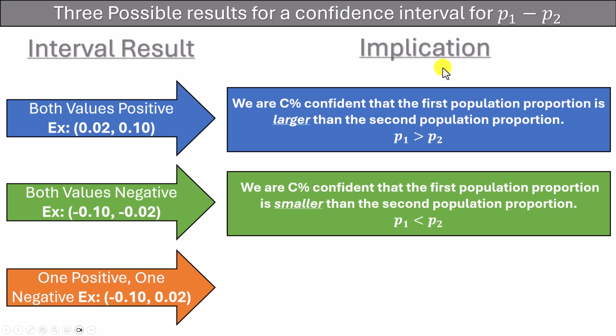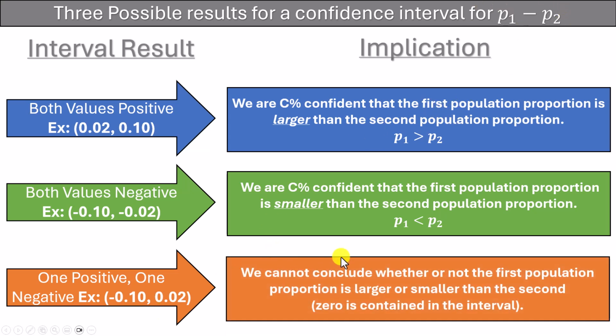And zero would mean there's no difference in the two proportions, right? So if this is the case, then we would say we cannot conclude whether or not the first population proportion is larger or smaller than the second, because zero is contained in the interval. It doesn't matter if it's lopsided and there are more negatives than positives. We always just say that if we have the mixed signal here, we cannot conclude with any confidence that there is a difference between those two proportions.